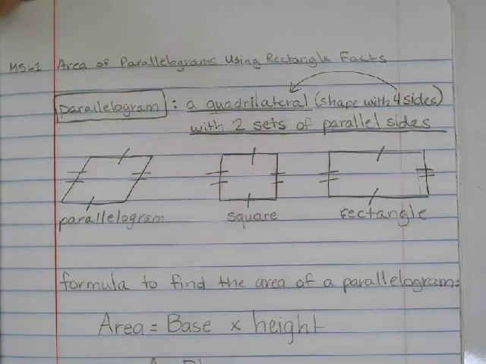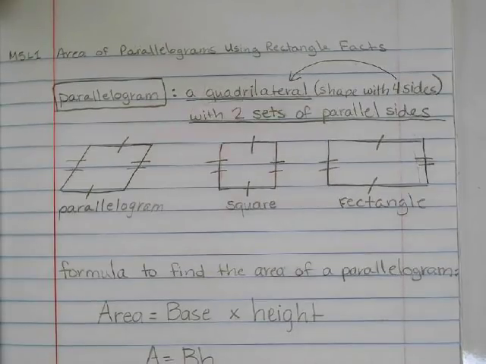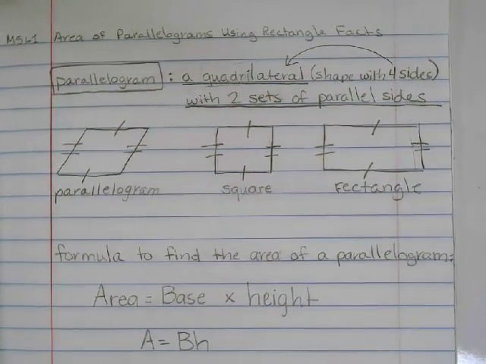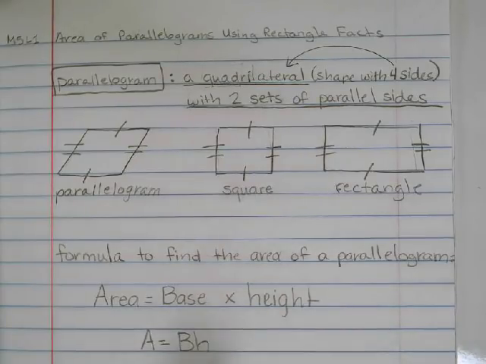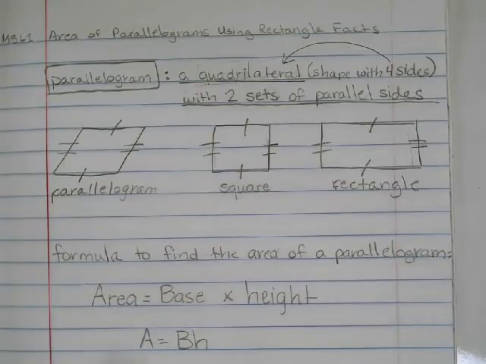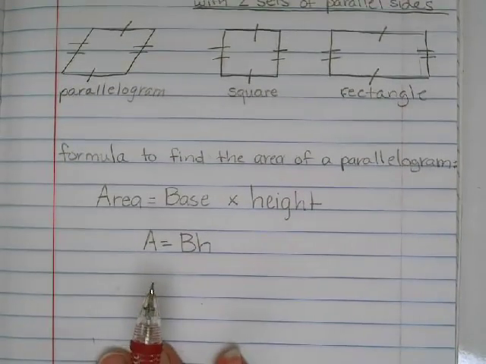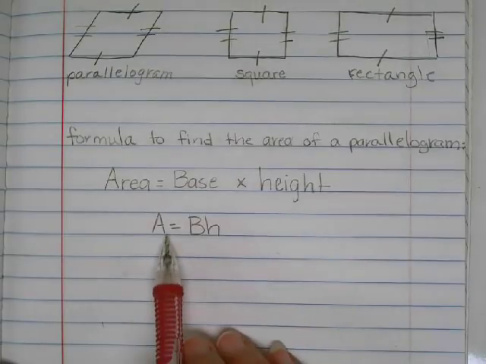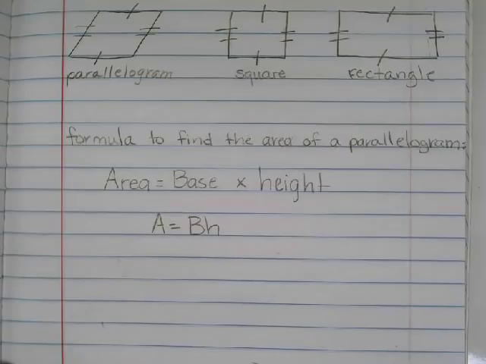Now we're going to move on to the formula to find the area for a parallelogram. That formula is area equals base times height. So very similar to length times width, what we used in our last module. You can abbreviate that as A is equal to capital B times H.